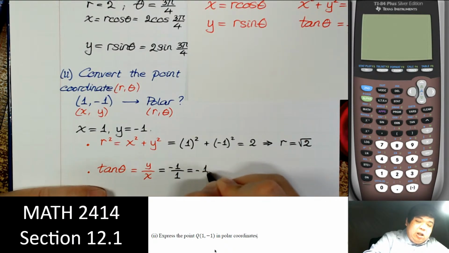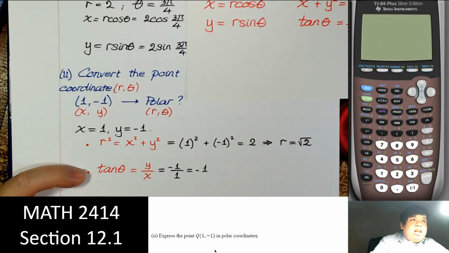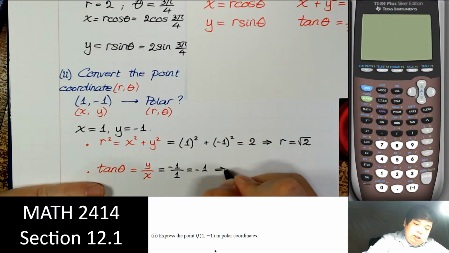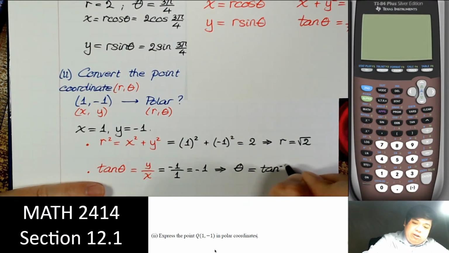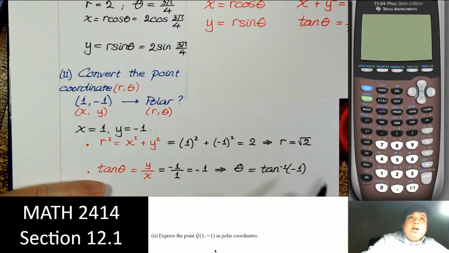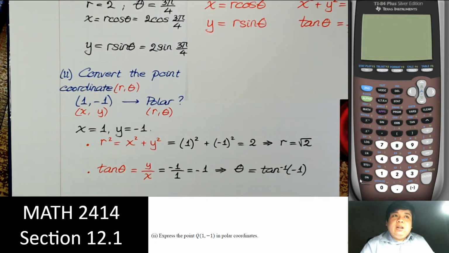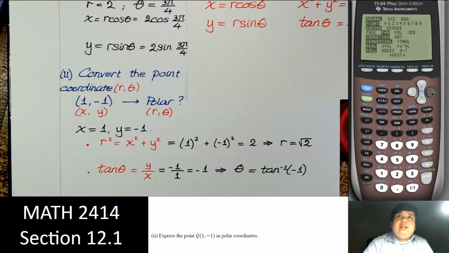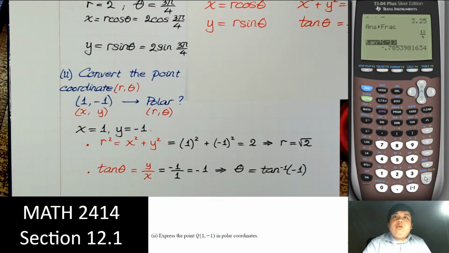Y over x is -1. So if tangent equals -1, then theta is tangent inverse of -1. So what is tangent inverse of -1? Right, what's that? Let's keep this in degrees. It is -45 degrees.